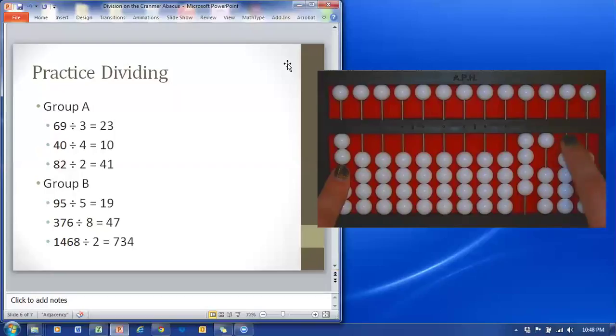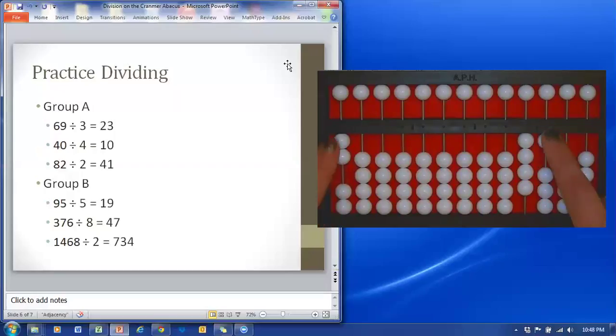Remember, those last 2 columns are the remainder. So we have 41, remainder 0. There's always going to be that empty column between the quotient and the remainder, so I just like to think of that as my R, or remainder, and then the last column will have the actual remainder in it.